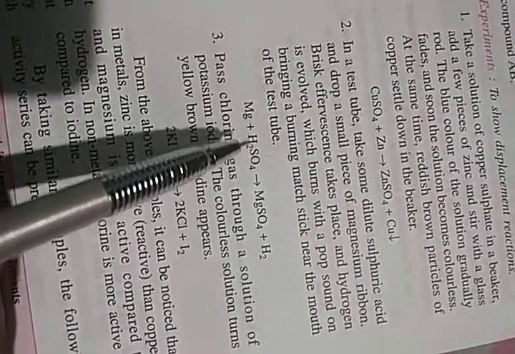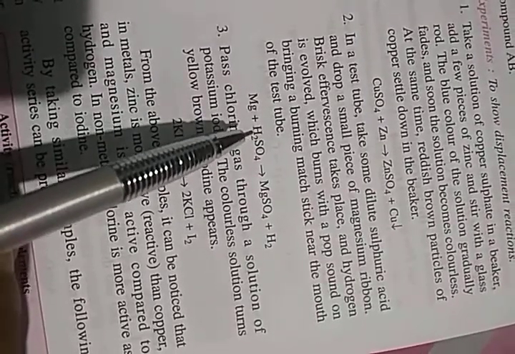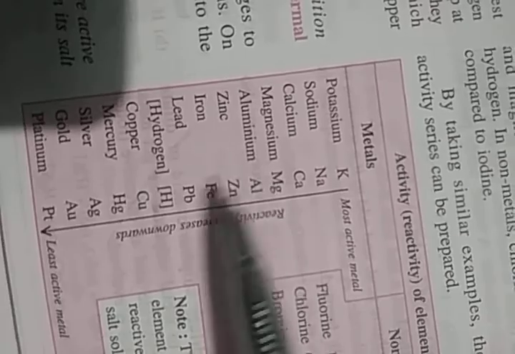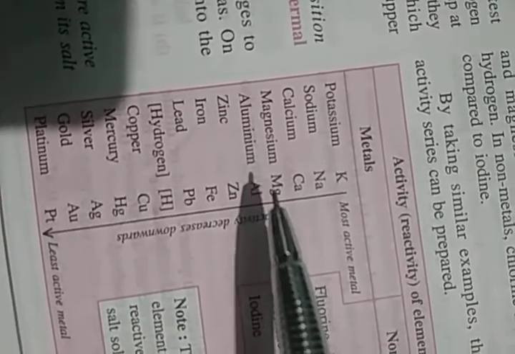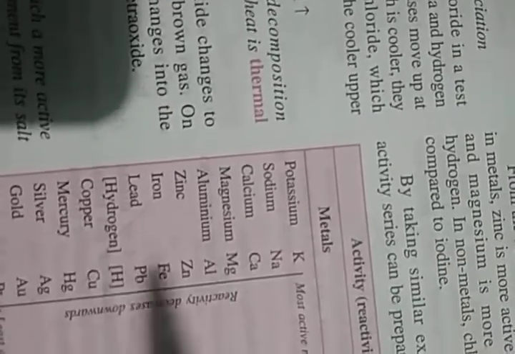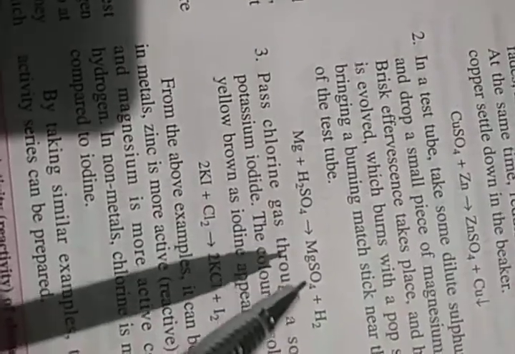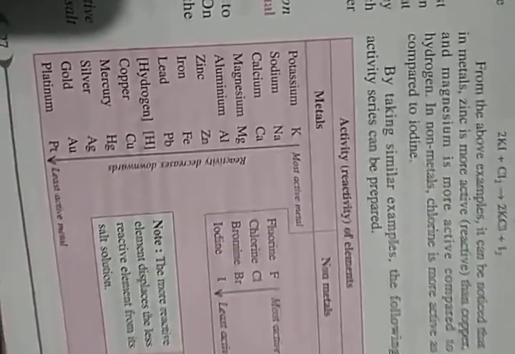Likewise, magnesium plus H2SO4. Magnesium is more reactive than hydrogen. Here is your magnesium and here is hydrogen. So magnesium replaces hydrogen and forms magnesium sulfate and hydrogen. This reactivity series, I have to do nothing. You have to do everything. You have to get it by heart.